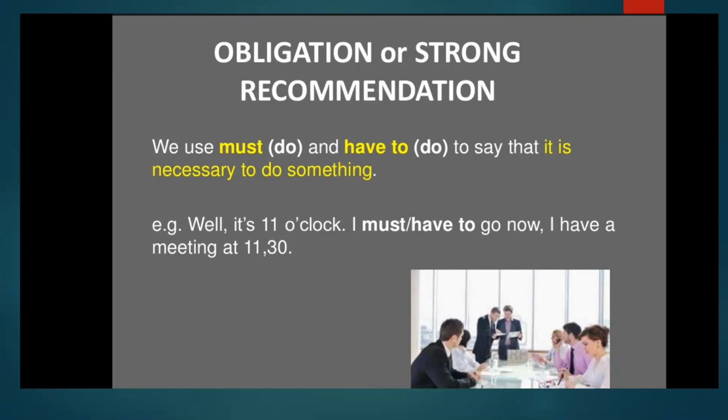Now you can give the example here. Obligations: we use must and have to say that it is necessary to do something. Well, it is 11 o'clock. I must go now. I have a meeting at 11 o'clock. Or I have to go now. I have a meeting at 11 o'clock.